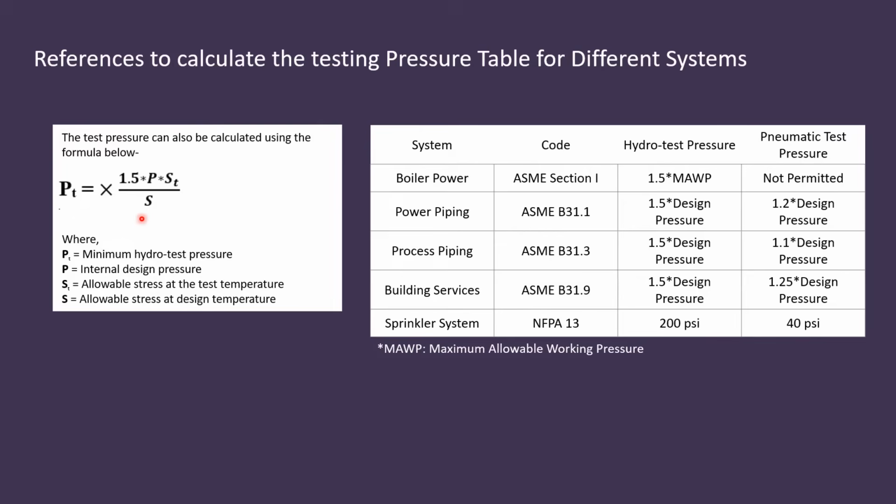If the temperature is different, then at that particular temperature we need to take the allowable stresses and divide it by the allowable stresses at design pressure. So this equation will remain the same. If it is at the same temperature, then this St by S will be 1. So we come to the test pressure, which is 1.5 times the design pressure. So this will be the same. Only thing is, if the temperature is different, then we have to take the allowables at that particular temperature also. So these are a few of the references which we can refer to while calculating the test pressure for hydro test.